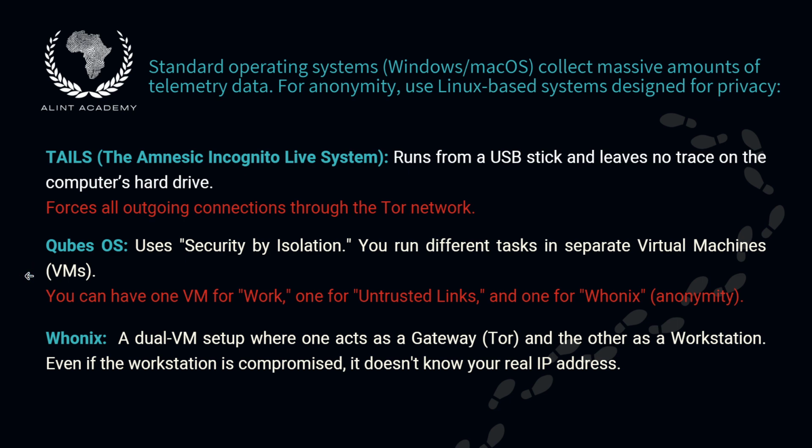Qubes OS follows a security by isolation model, separating activities into different virtual machines to reduce cross-contamination risk. Whonix uses a gateway and workstation architecture to separate network routing from user activity, limiting IP exposure even if a workstation is compromised. The principle here is compartmentalization. Isolation reduces risk.